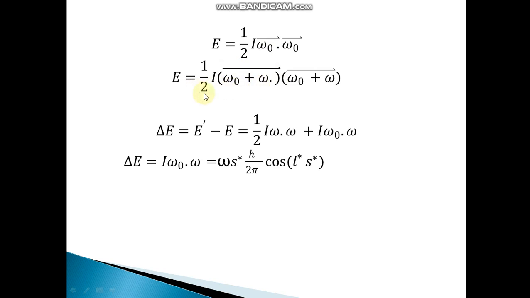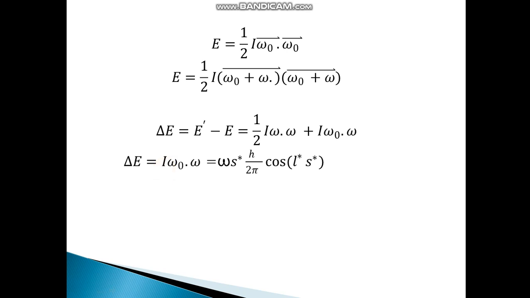That is E dash equals 1 by 2 I into omega 0 plus omega dot omega 0 plus omega. Therefore, the change in energy, E dash minus E, equals half I omega dot omega plus I omega 0 dot omega. Since omega is very much less than omega 0, we can neglect the first term. Therefore, delta E equals I omega 0 dot omega.